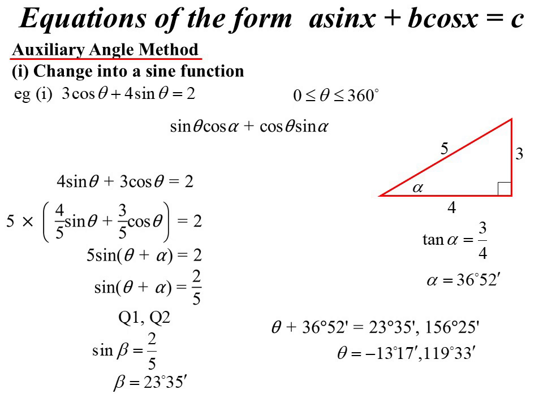However, remember, go back to the initial problem. I want answers between 0 and 360. I've ended up with a negative 13.17. That's okay, I'll just add 360 to that and that'll get it into the required range of answers. So it becomes 119.33 and 346.43.